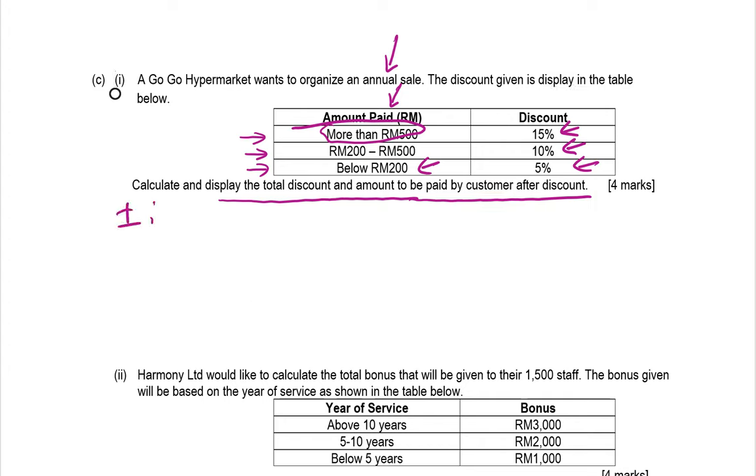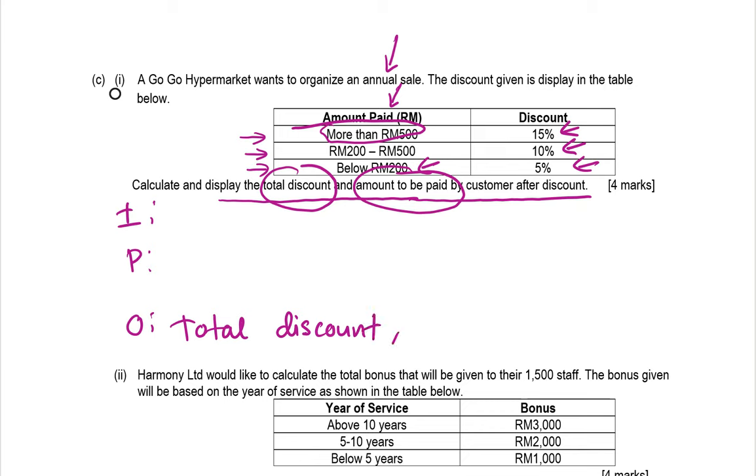So how to write the IPO? What is the output? The output is the total discount and amount to be paid. So you just write down total discount, and you have to put a comma. Why do you have to put a comma? Because we are going to get two values: first the total discount, and second the amount to be paid. So that's why you write a comma, separated by comma. So what is the input? Of course the amount paid.